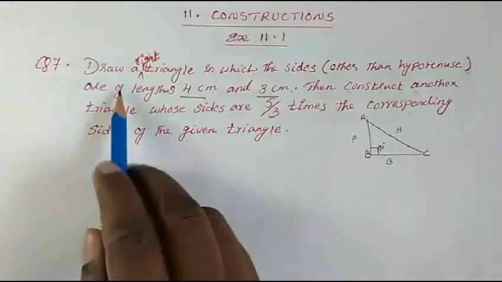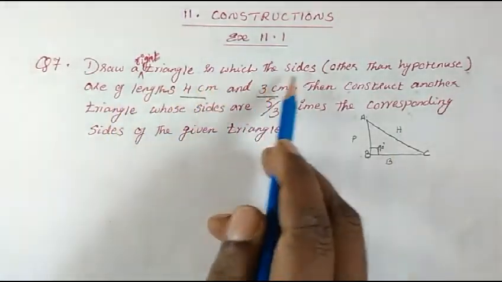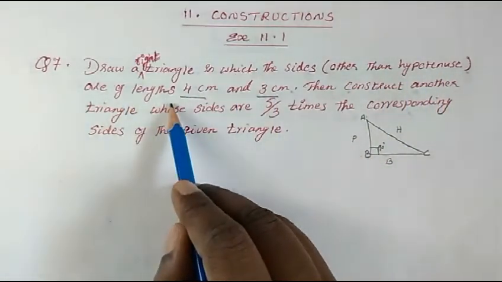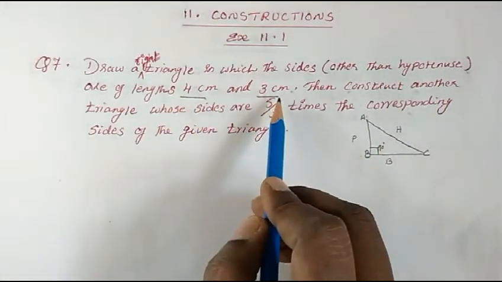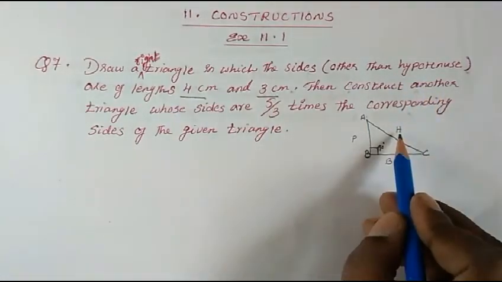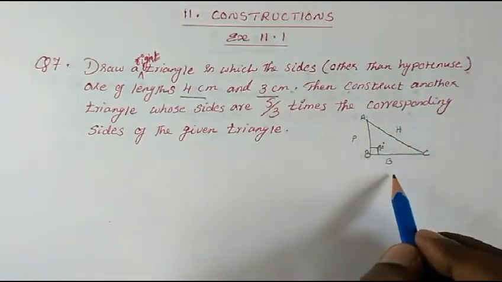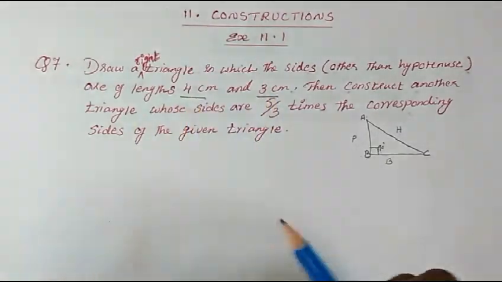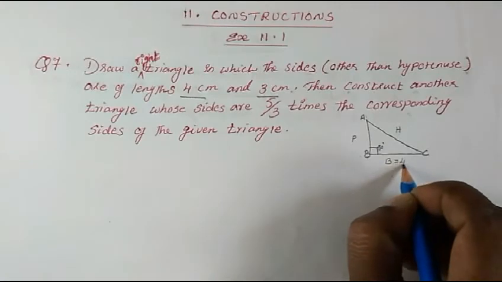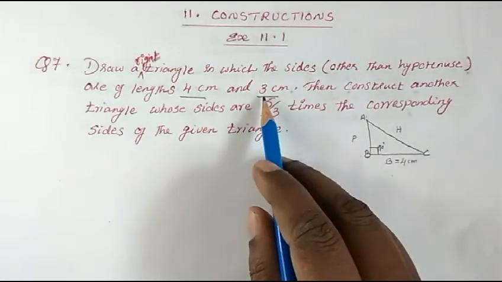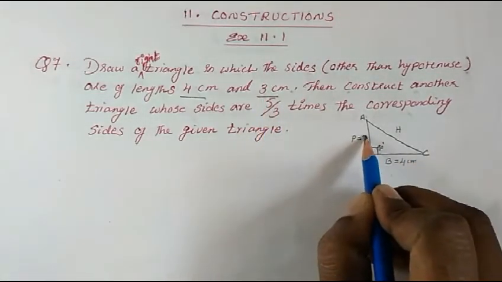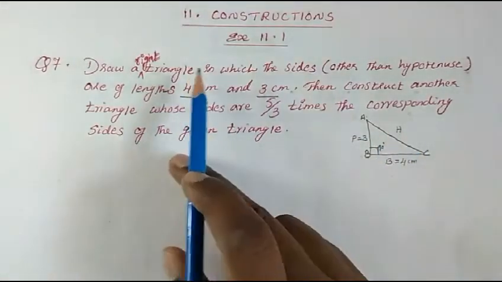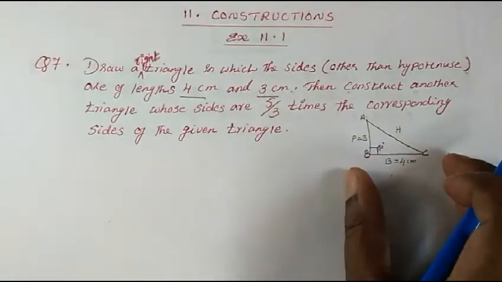So here, draw a right triangle in which the sides other than hypotenuse are of lengths 4 cm and 3 cm. So other than hypotenuse, any of these sides we can take as 4 cm and 3 cm. The biggest one is 4 cm, so we take base as 4 cm. Then the other one we can take as 3 cm. So first we have to draw a right triangle. Let us do it.